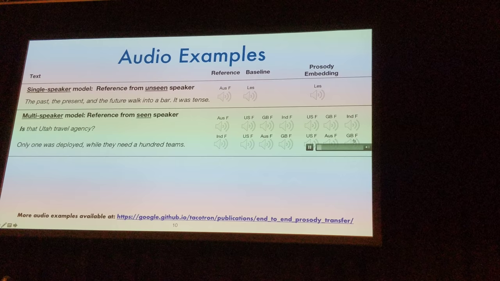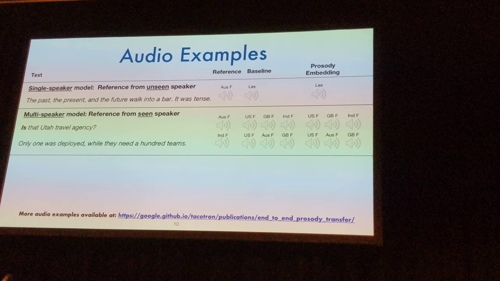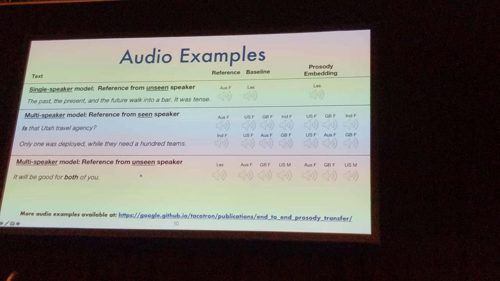So you can see it's robust across accents. It's not actually copying the reference's accent over. It's just copying the prosody, the timing, the intonation, etc. In a multi-speaker model with an unseen speaker, this is a more animated reference, so it's kind of fun.